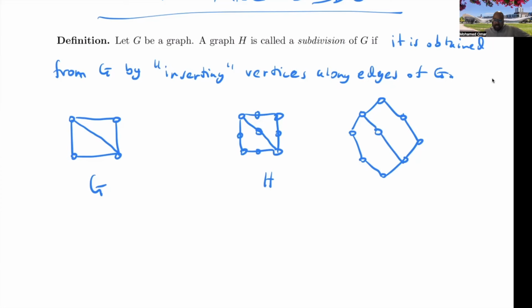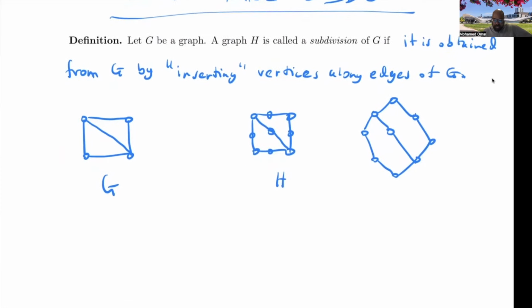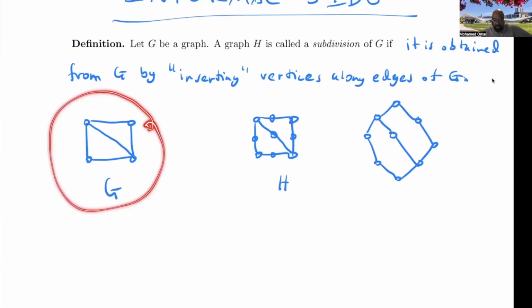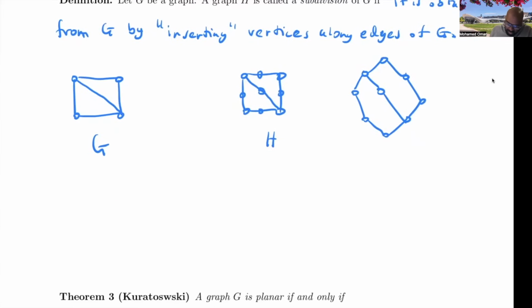Okay. Now you notice if your original graph is planar, then any subdivision is planar, right? Because a way to draw the subdivision is to just take your original graph and place the vertices on the edges in the way that you did to justify the subdivision. So G planar implies any subdivision of G planar.